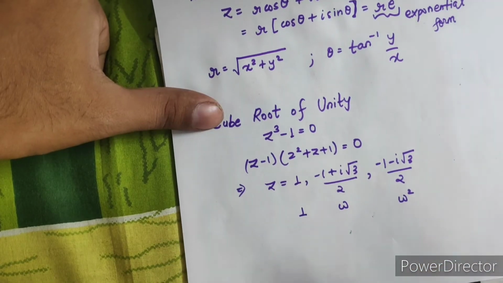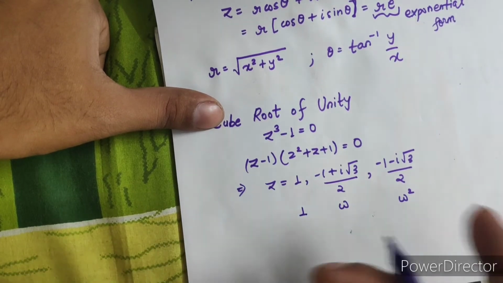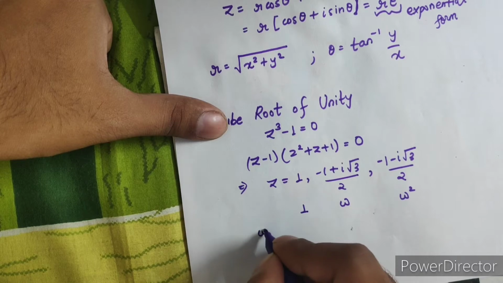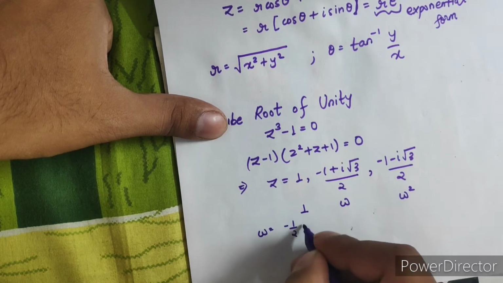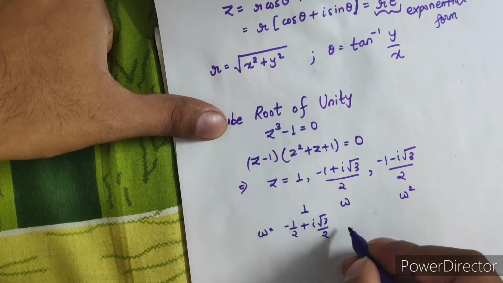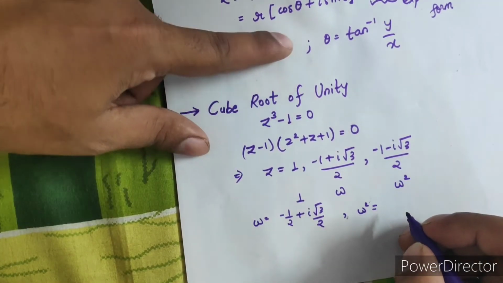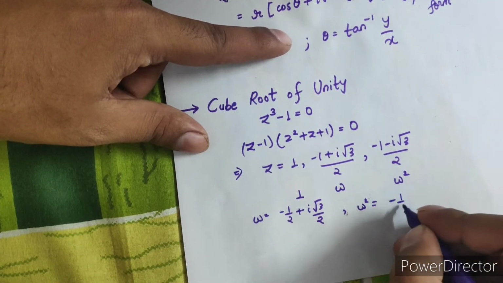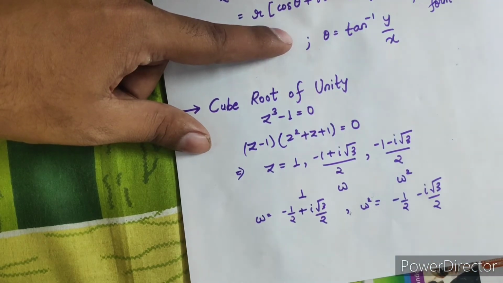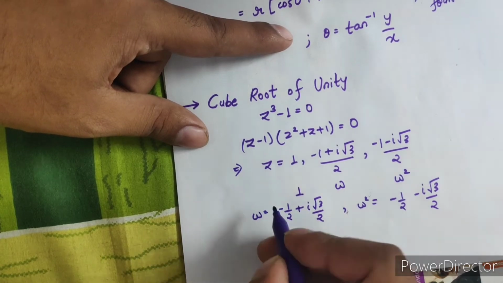These are the representations you should know, and you should memorize them, because we are going to need them at the end. So omega is minus 1 by 2 plus i root 3 by 2, and omega square is minus 1 by 2 minus i root 3 by 2.